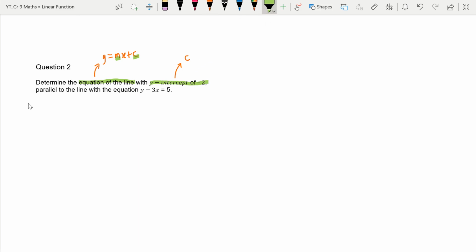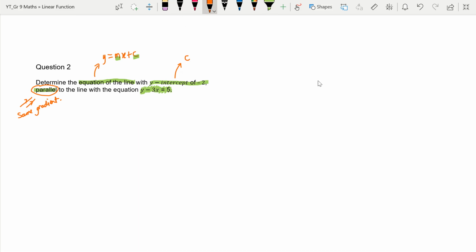Then they give us more information, that they're saying the line that we are supposed to find is parallel to another line. With parallel, you immediately need to know, okay, so these two lines that they're talking about will have the same gradient. So that word parallel is very important there. To the line with the equation that. Now we can see that that is not in standard form. That's okay. We can go put it in standard form.